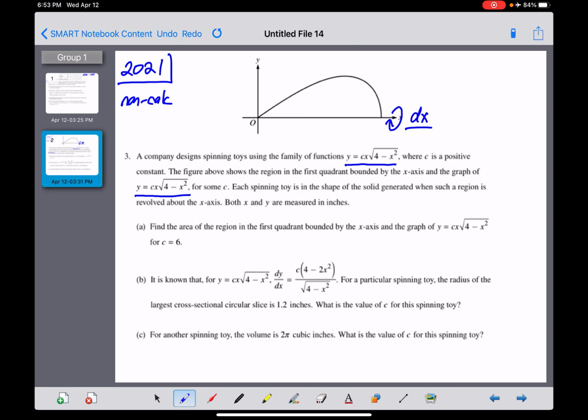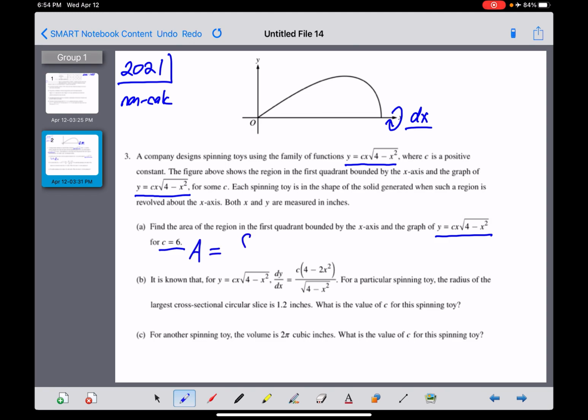So part A right here, find the area of the region in this first quadrant bounded by the curve that they've given us there. Y is equal to C times x, and then we've got the square root of 4 minus x squared. So that's what we're looking for, and they tell you here a specific value of C we're supposed to use, which is going to be 6. So we're looking for the area of this region. The way we're going to do this, I'm going to need to do this on a separate page, but I'll at least get started right here.